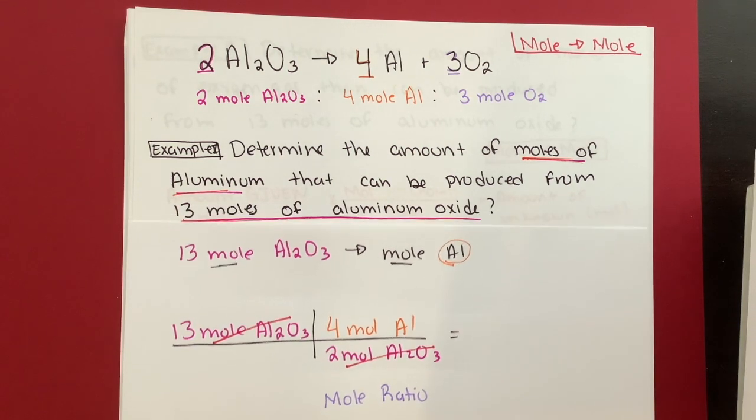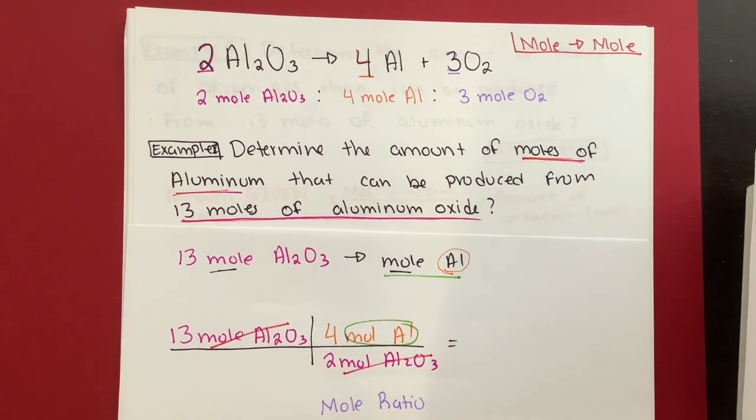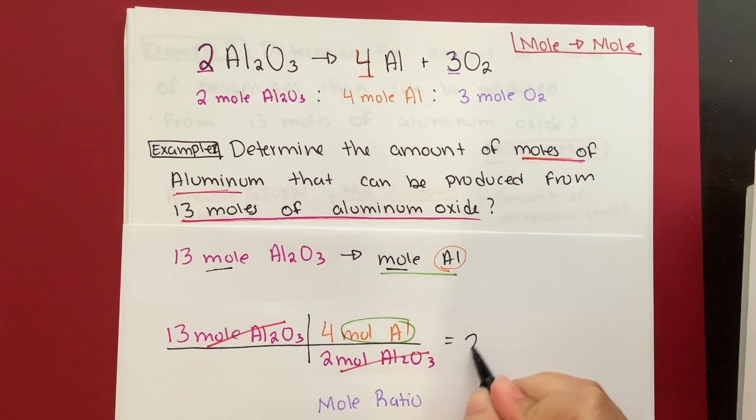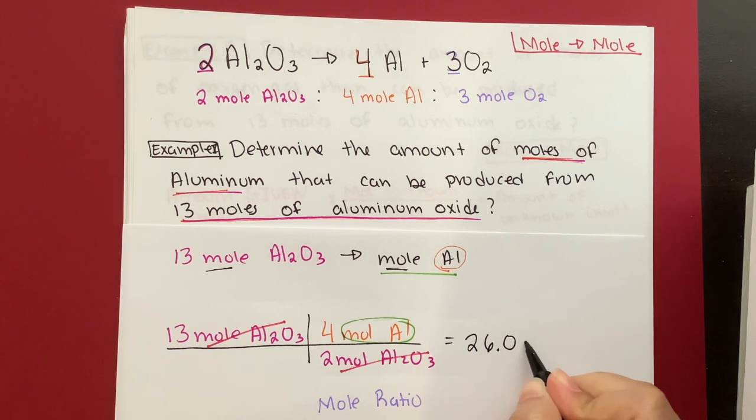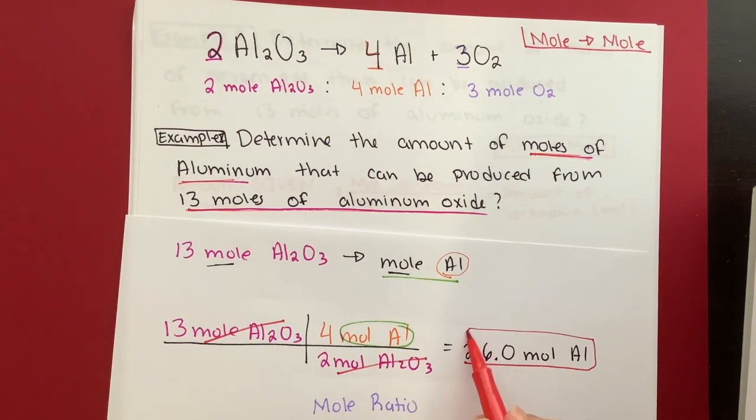And I am done, okay? Because as you could see, the only unit that's not crossed out is moles of aluminum. And that's what the question is asking us about. So now what I'm going to do in my calculator is I am going to get 13, multiply that by 4, divided by 2, and it gives me 26.0 moles of aluminum. And that is my final answer.